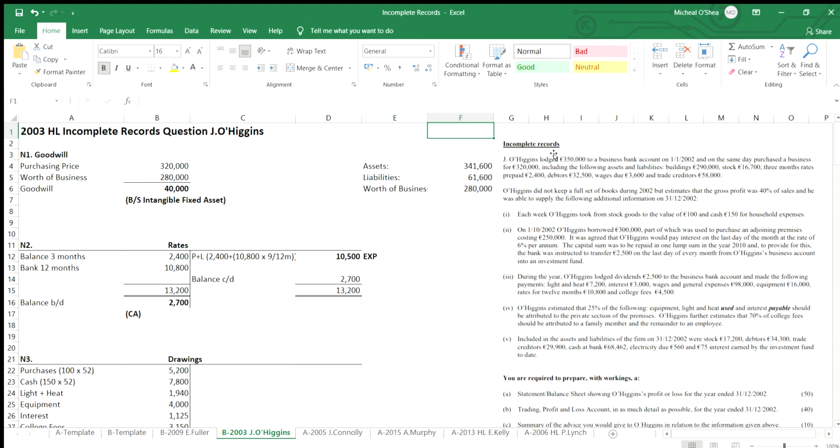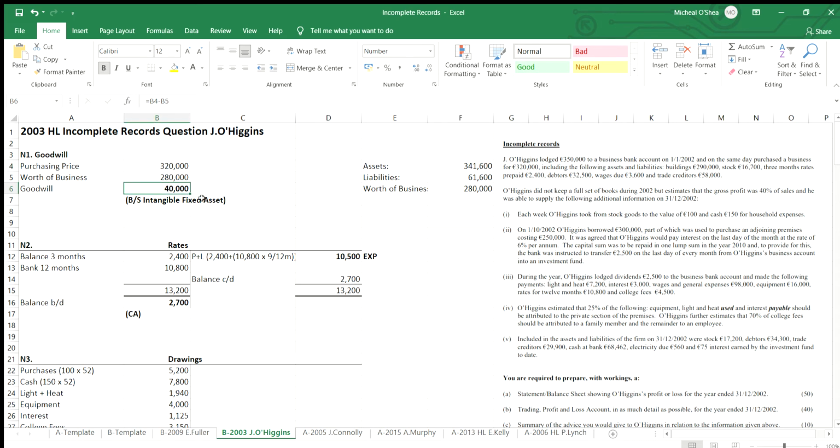We'll start with goodwill, because we're told that we lodged 350,000 to a business bank account and we purchased the business for 320,000. If I lodge money to a business bank, that's capital. So the business purchasing price was 320,000. How much was it worth? Well, the assets all added together add up to 341,600, and the liabilities add up to 61,600. So the business actually had a net worth of 280,000, but we paid 320,000 for it. And the reason we did that is because of goodwill.